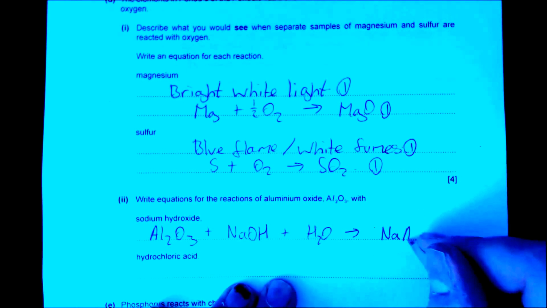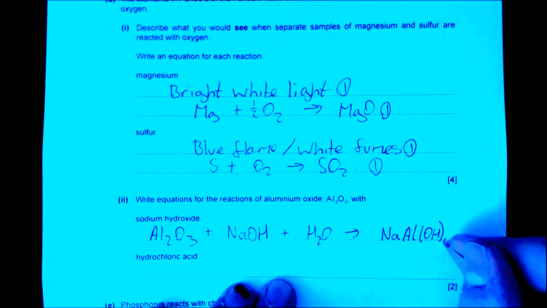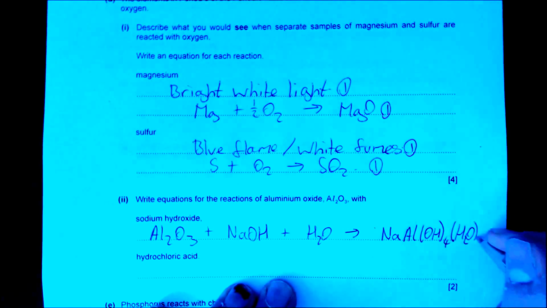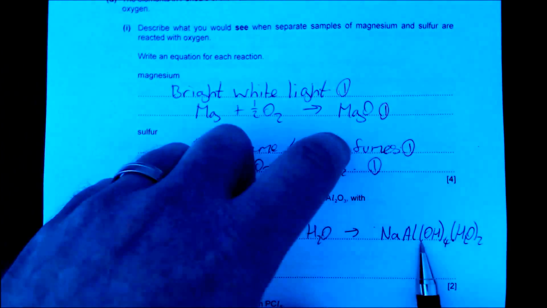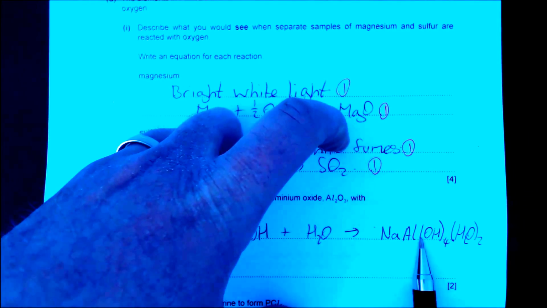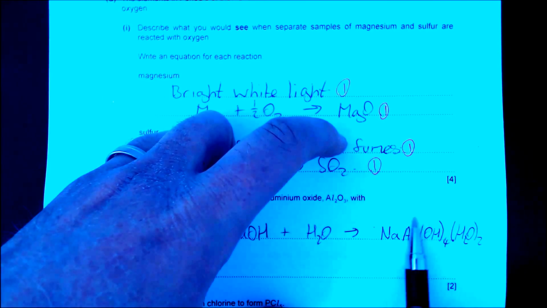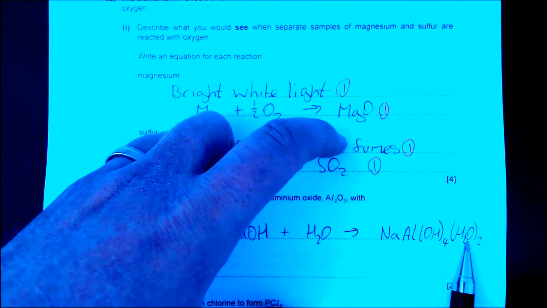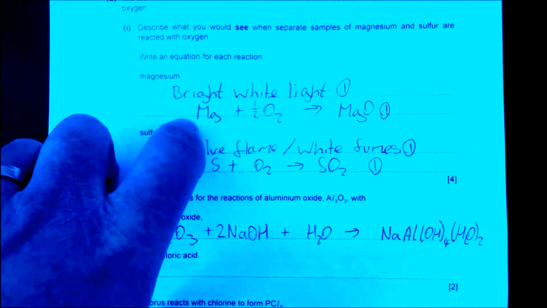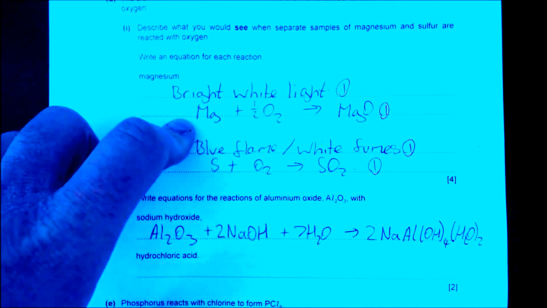which is NaAl(OH)4(H2O)2. Now this is what we call a complex. So you've got your aluminium in the middle, and you've got your sodium attached to it ionically, and then what we have is 4 OH groups surrounding it, and 2 water ligands left. So in terms of balancing, you would need 2 lots of this and 7 lots of water to make sure that the whole thing balances with the 2 there as well. And so that's going to make it balance.